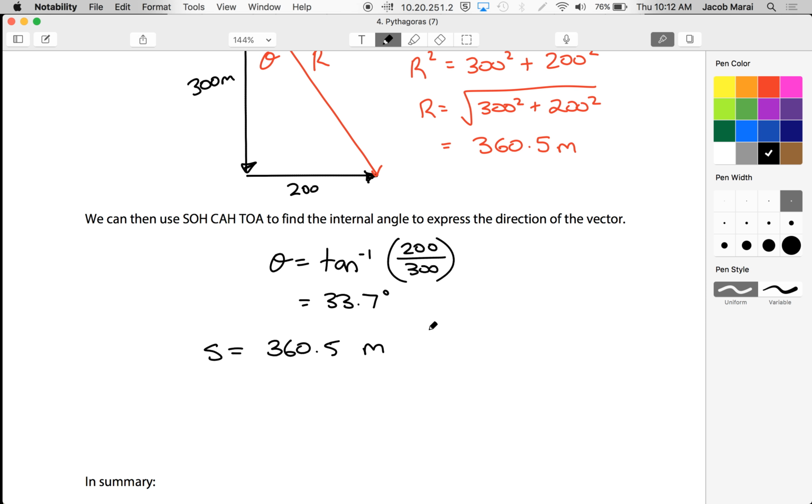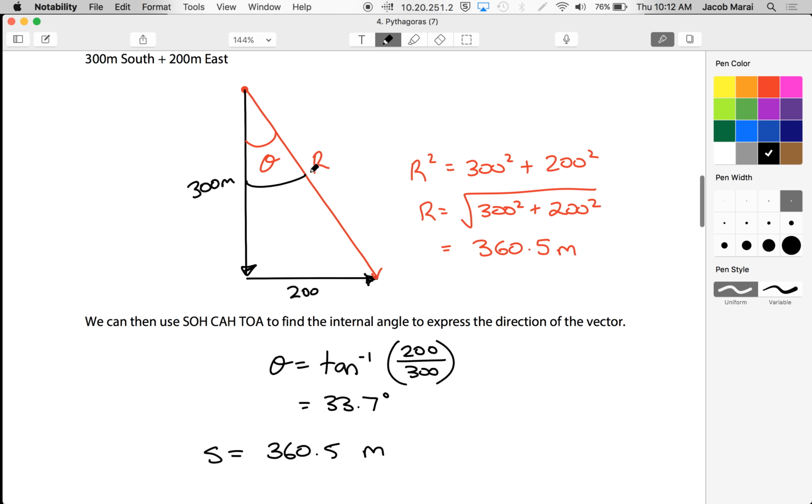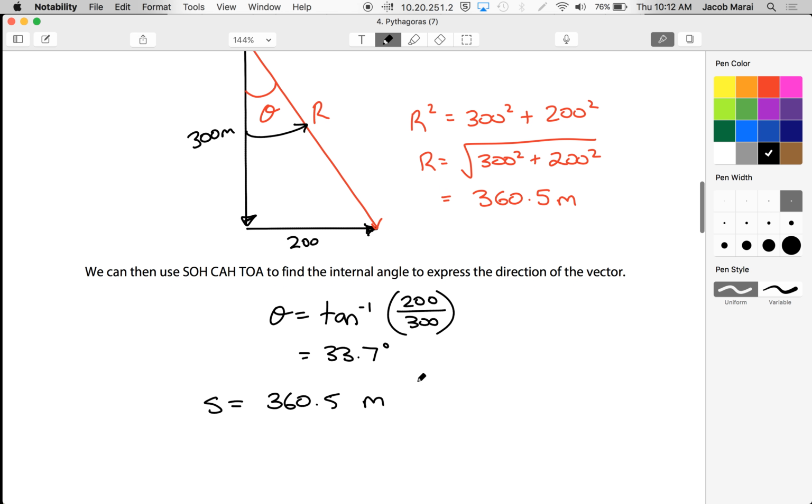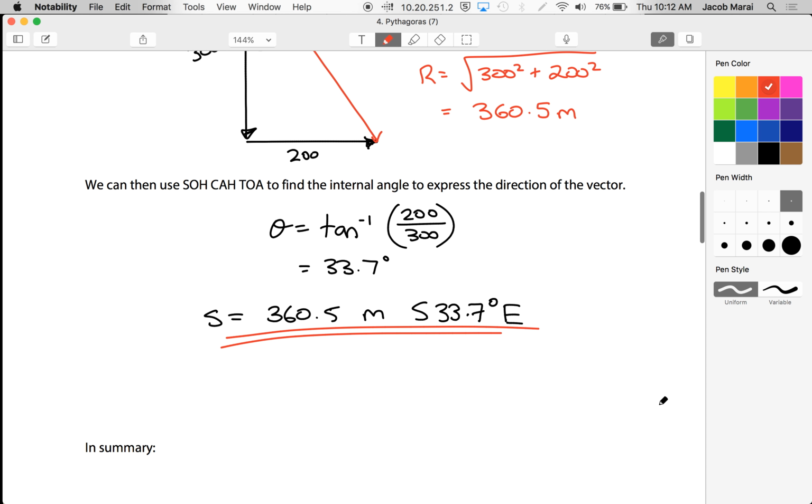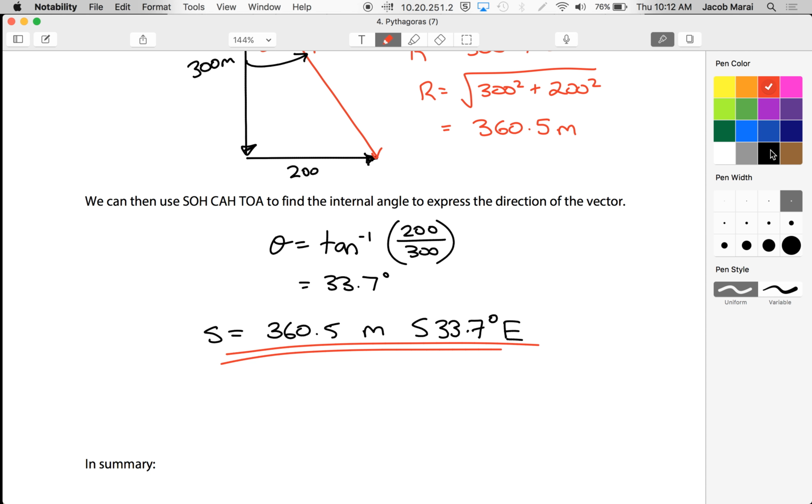Okay? And so finally, we can express it as S equals 360.5 meters. Now, what do we got? We've got south, and then we're sweeping 33.7 degrees east. Okay? Can everyone, sorry if I'm in your way, scroll up a little bit. Who's written this down already?